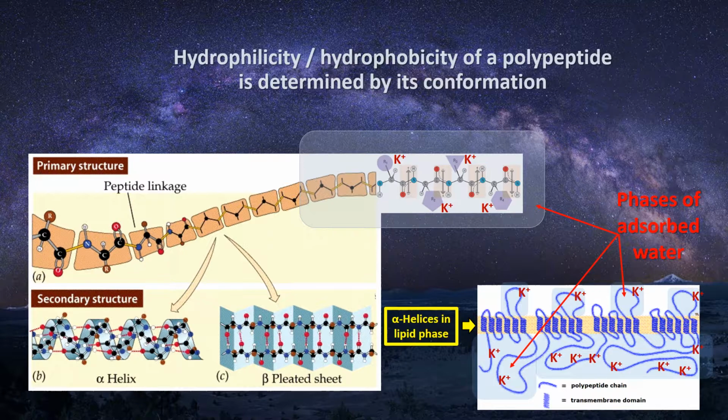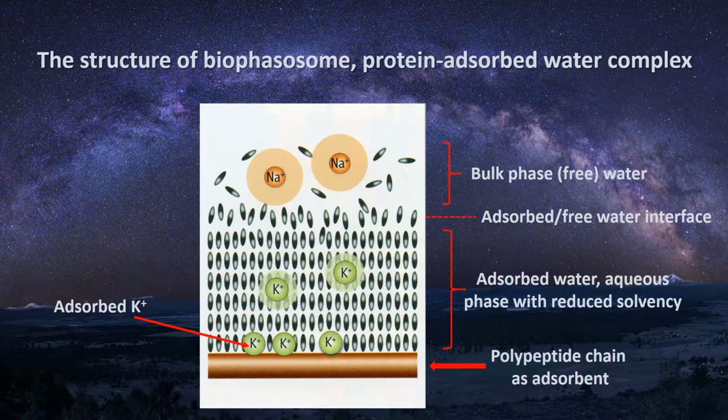It should be noted that, according to current data, 40% of the proteome has no secondary structures. For this reason, these extended proteins and extended protein regions are available for water, and that is the needed condition to form the phase of adsorbed water. After all is said, we get the following structure: the protein-adsorbed water complex, or biophasosome.